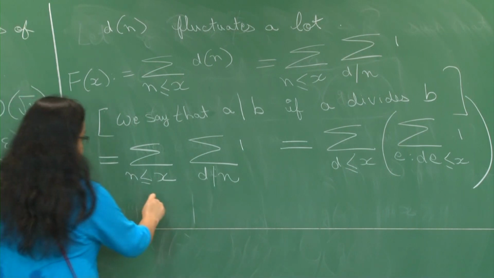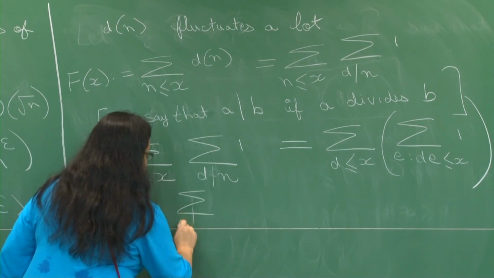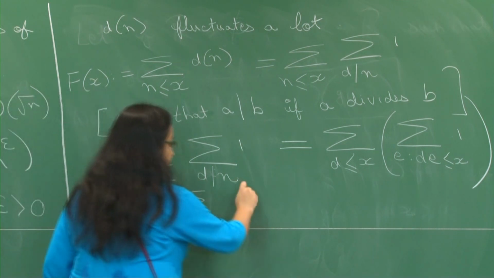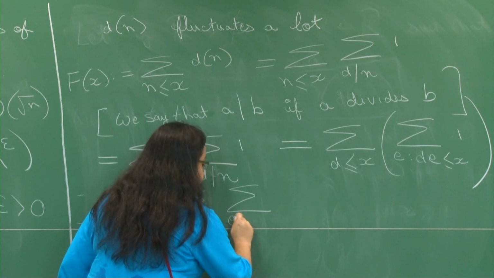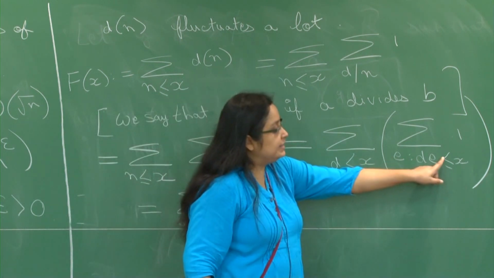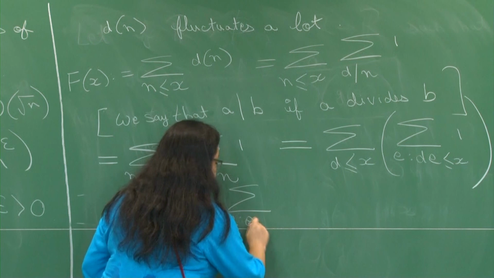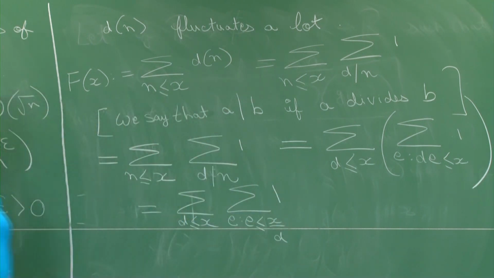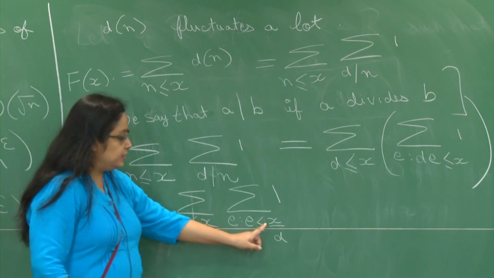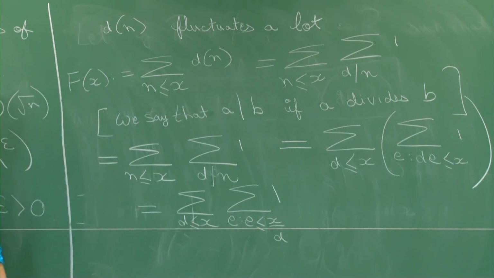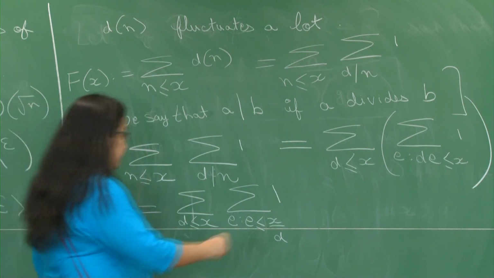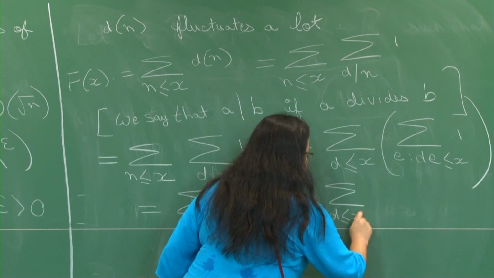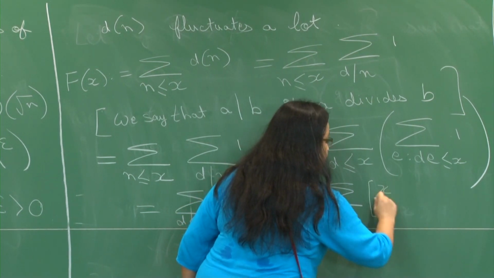All right. So, what do you have here? Summation d less than or equal to x, and in the inner sum you have all those e such that e is less than or equal to x over d. So, how many positive integers do you have up to x over d? This is counted by what is called the greatest integer function, which you denote by box.